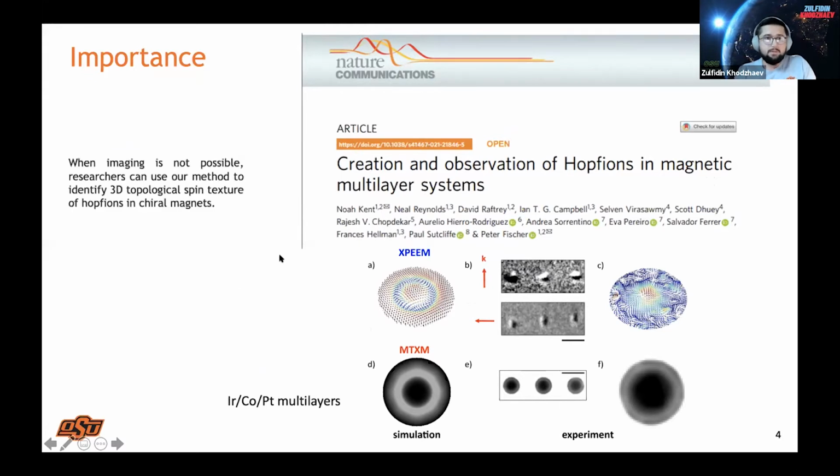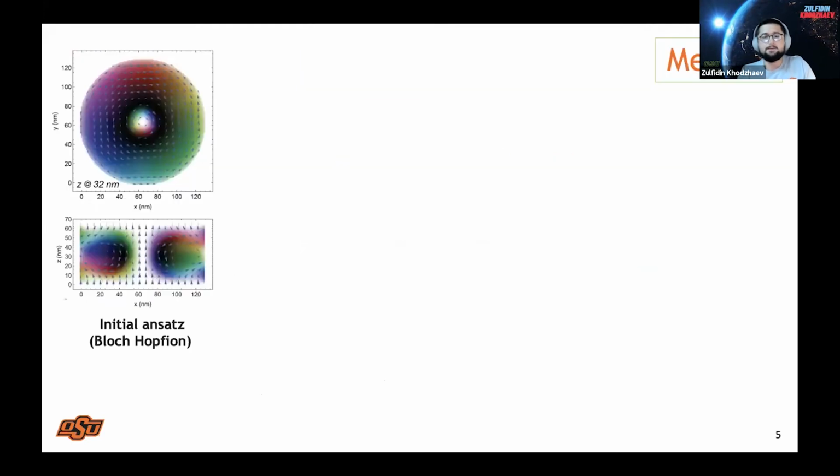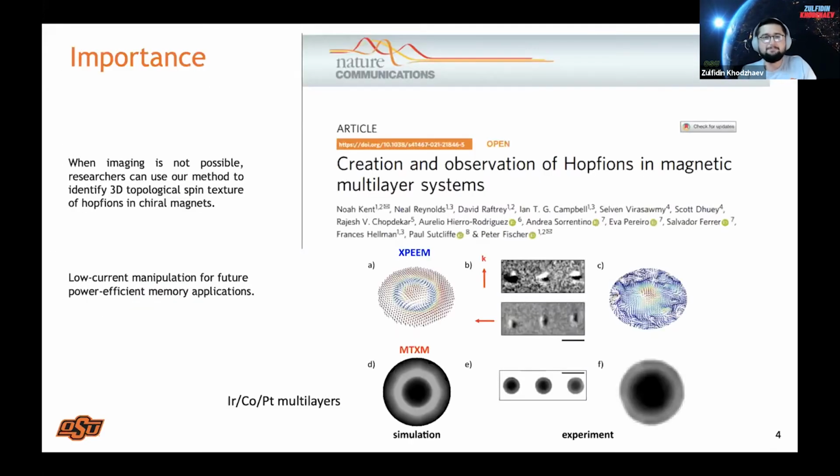When imaging is not possible, researchers can use our method to identify the three-dimensional topological spin texture of Hopfions in chiral magnets. And of course, all of these eventually will lead to low current manipulation for future power efficient memory applications. In the same way you've heard of Skyrmions, Hopfion is a new field, hopefully.